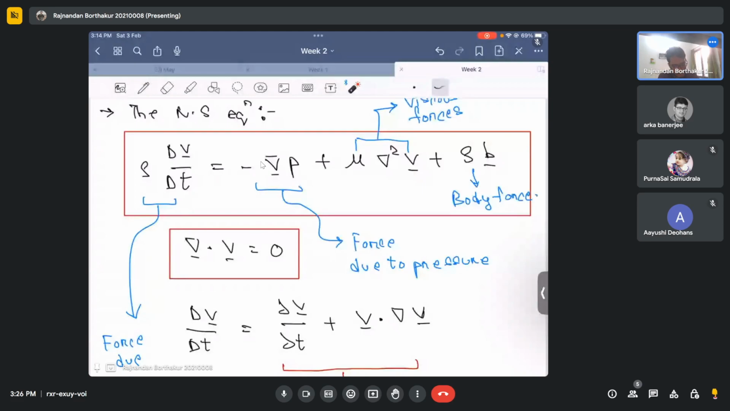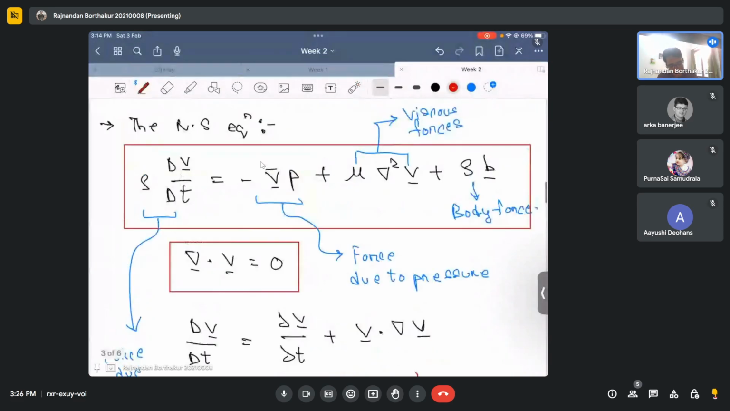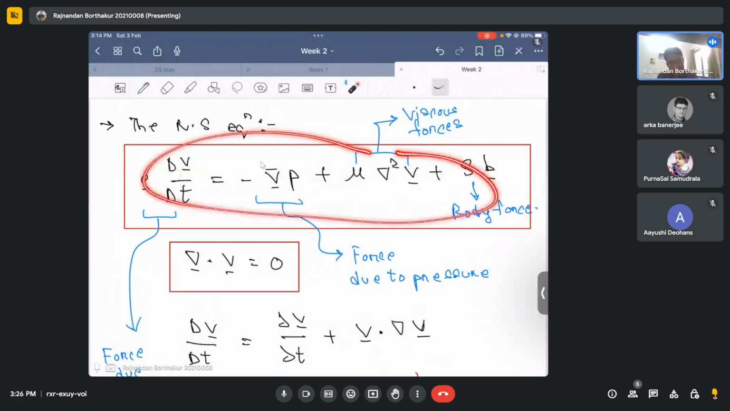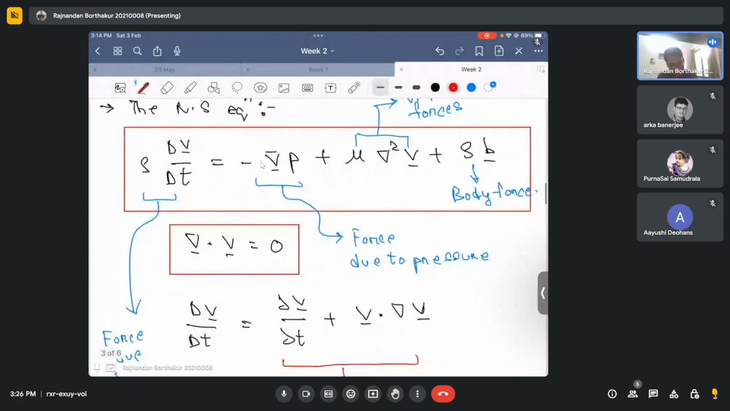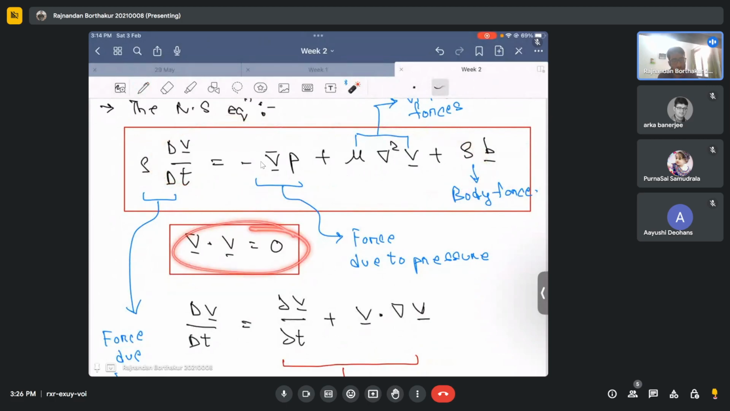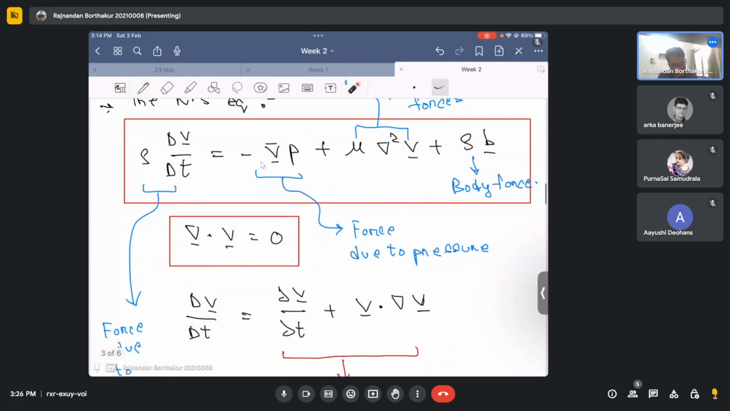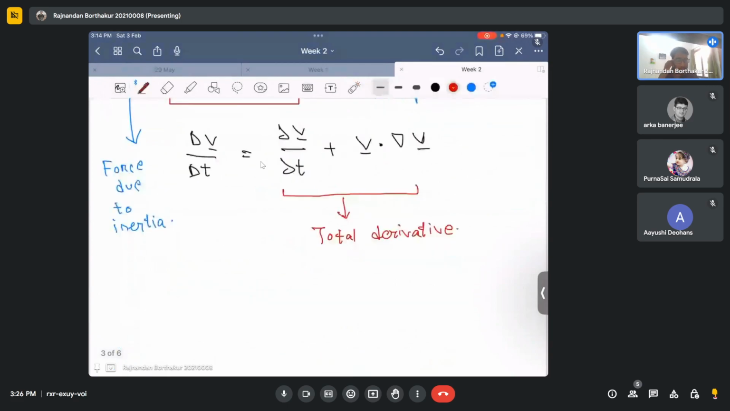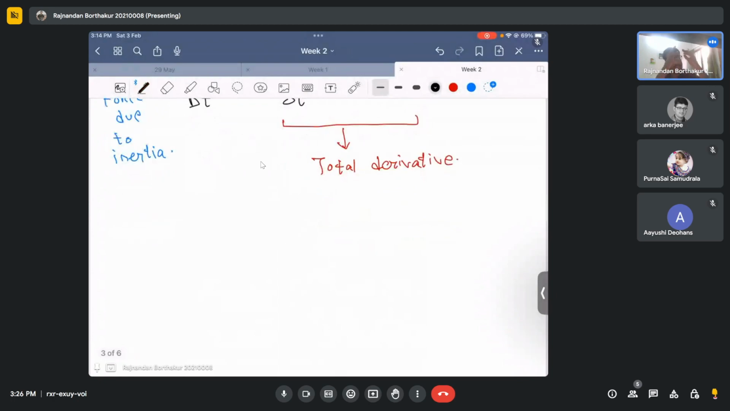See, in Cartesian coordinates, if I write this Navier-Stokes equation, this is a vector equation, right? As you can see, this is typically a vector equation, and of course the continuity equation is a scalar equation. So in Cartesian coordinates, I would have three equations in the x, y, and z direction. So from the NS equations, I would end up getting three equations in any three-dimensional coordinate system.